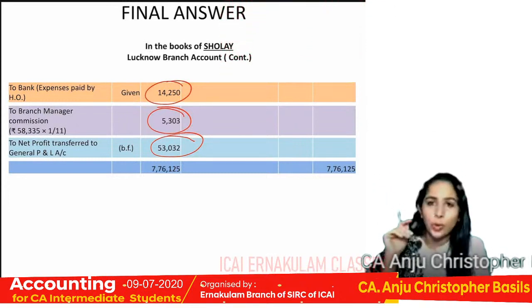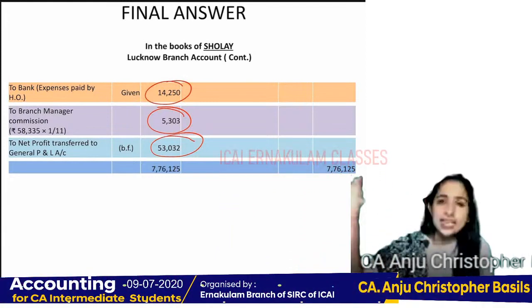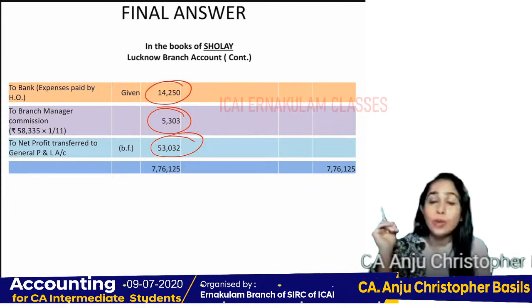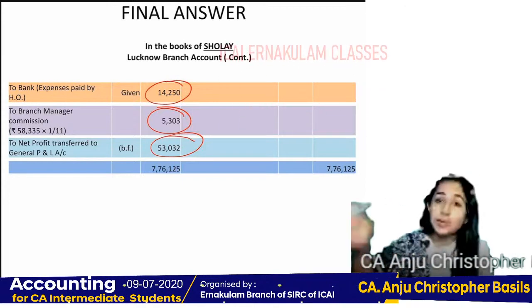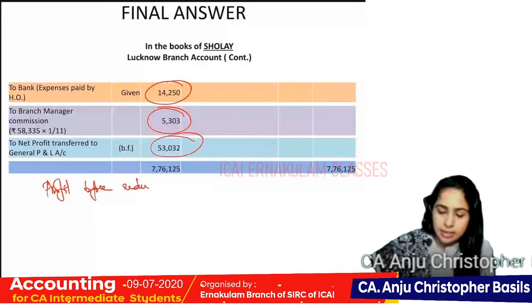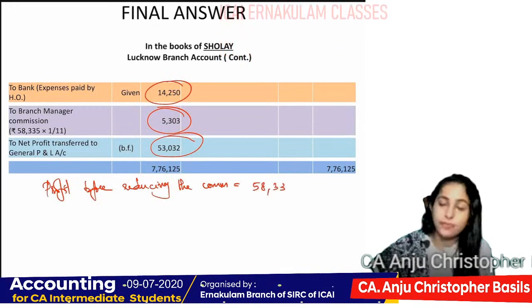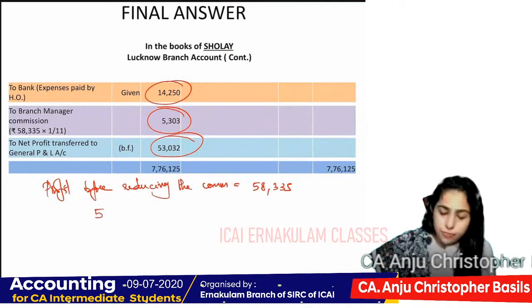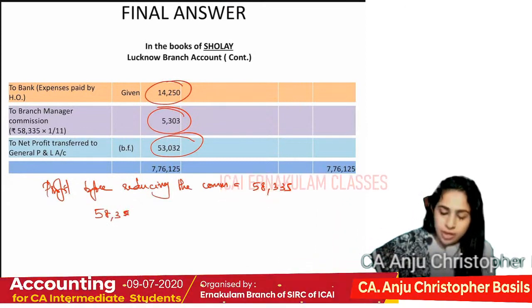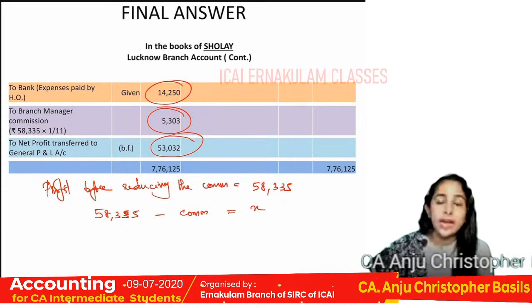So what you've got to do is, before computing the branch manager's commission, just use your calculator and compute how much the branch profit is before reducing the commission. If you check for that, the answer will be 58,335. From this 58,335, you will have to reduce the commission, and then you get the final profit.